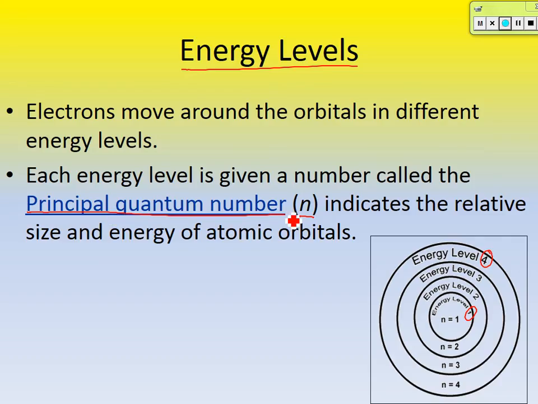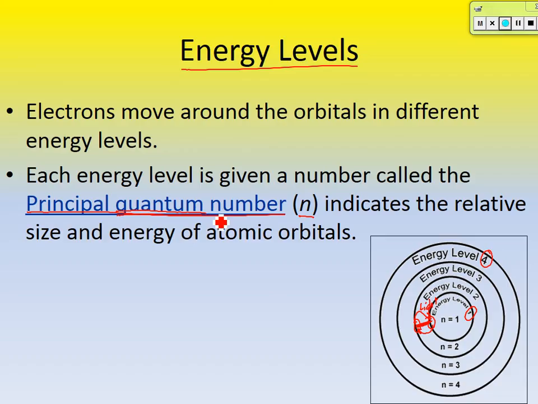Why do they call it a principal quantum number? If you remember from last video, we talked about what a quantum was. A quantum is the minimum amount of energy that an electron in the atom must gain in order to move up to a higher energy level. So it has to gain or absorb a specific amount of energy, and that's called a quantum. And then as it falls back down, it gives off light. If you remember from the last video, that's why they call it a principal quantum number.